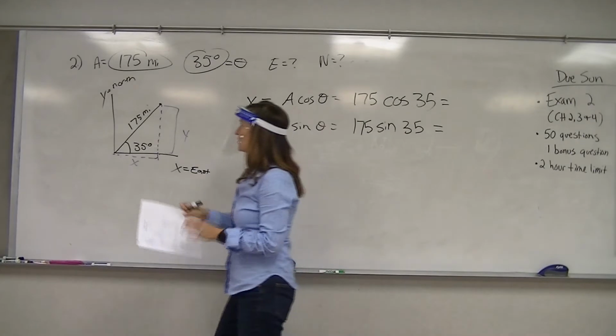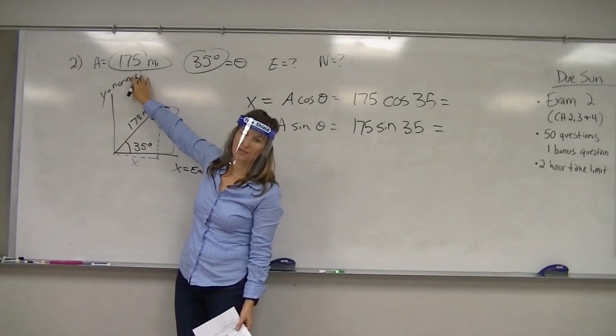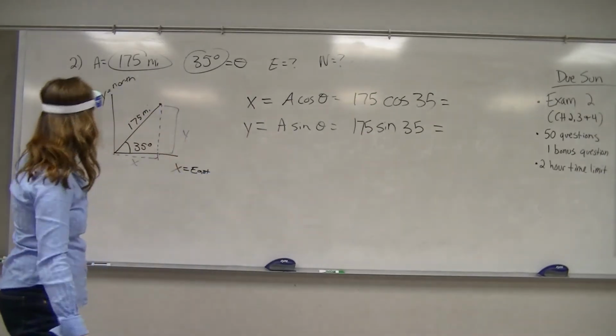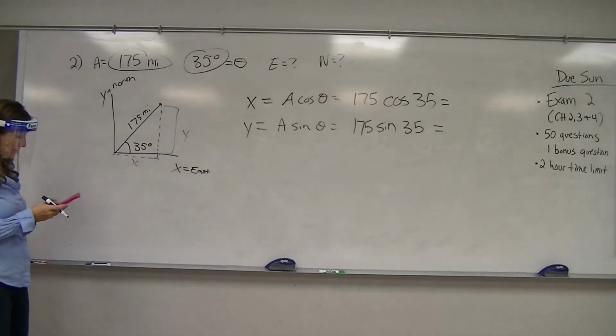When you get these answers, they should both be less than your A value. That's kind of a check to make sure that it's actually in degrees. It might not be a lot less, but they're going to be less.